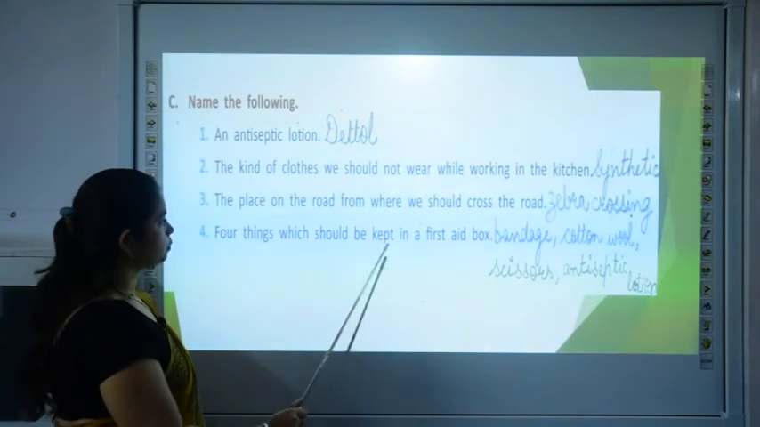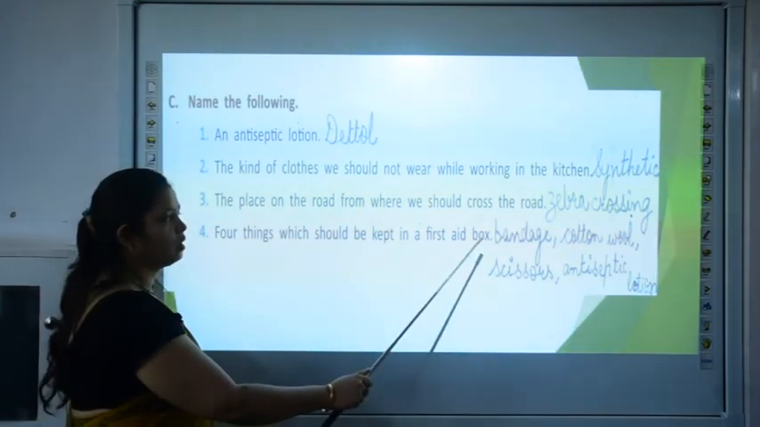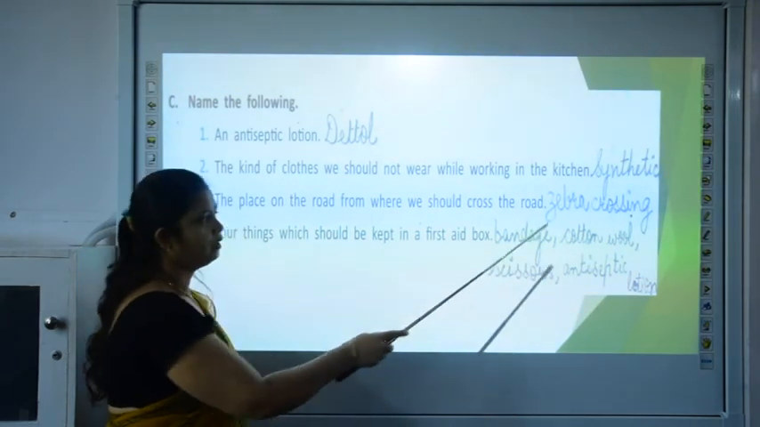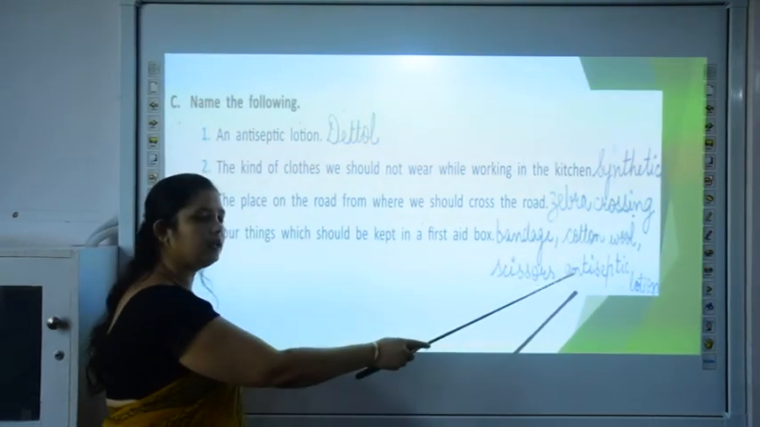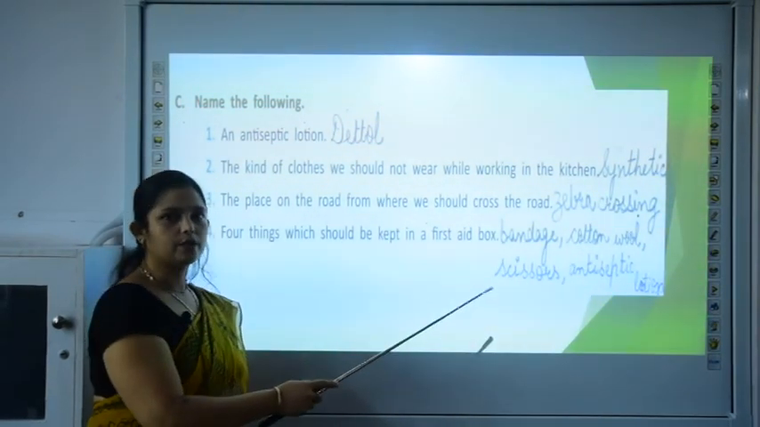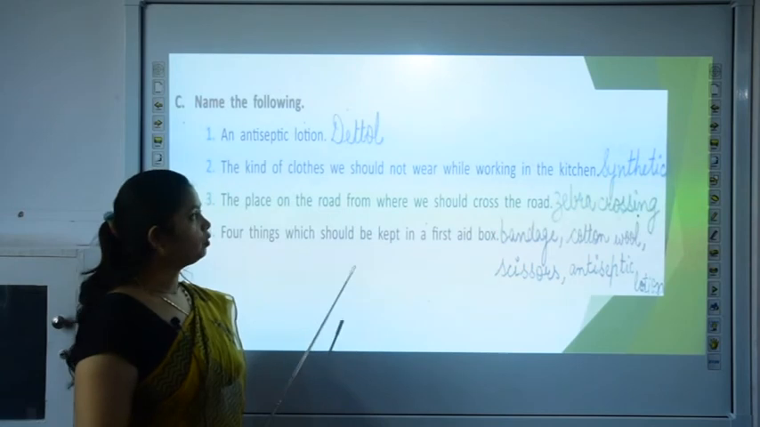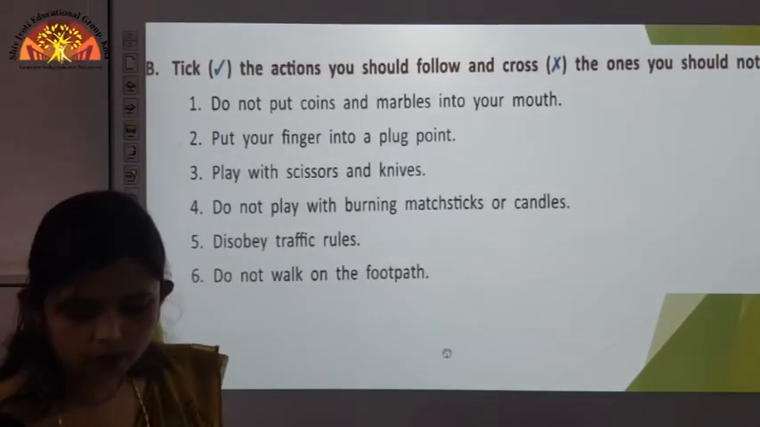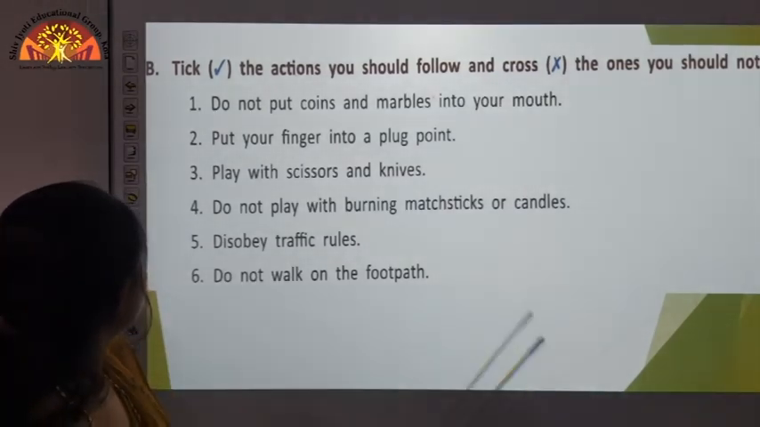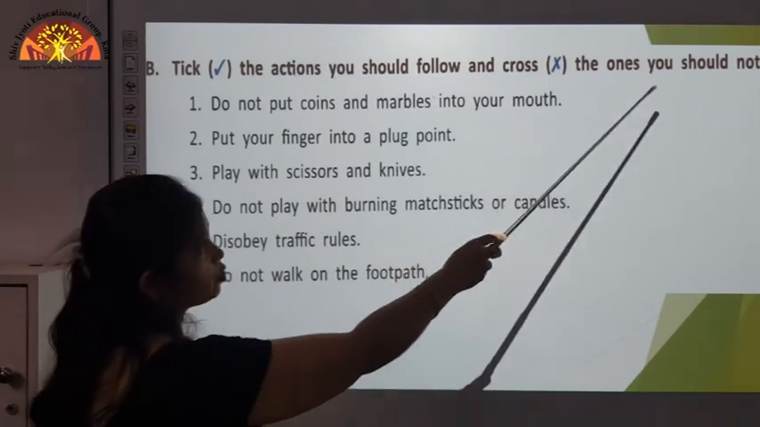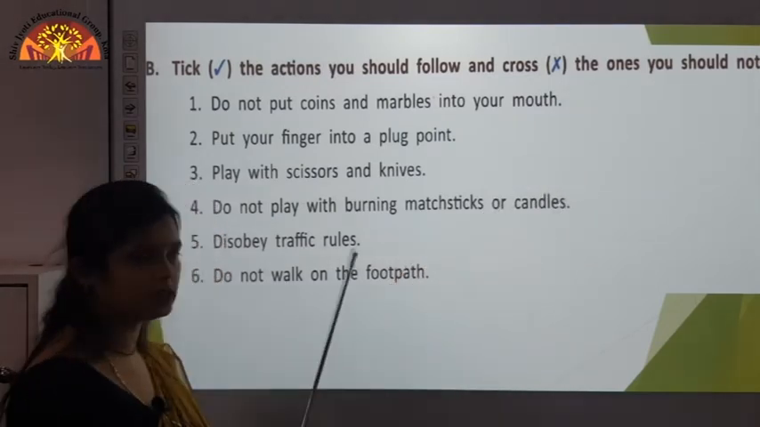Four things which should be kept in a first aid box. So these things are bandage, cotton wool, scissors, and an antiseptic lotion. These things are to be kept in a first aid box. So this was all about exercise number C. Move to one more exercise. Tick the actions you should follow and cross the ones you should not. So let's do this exercise first.